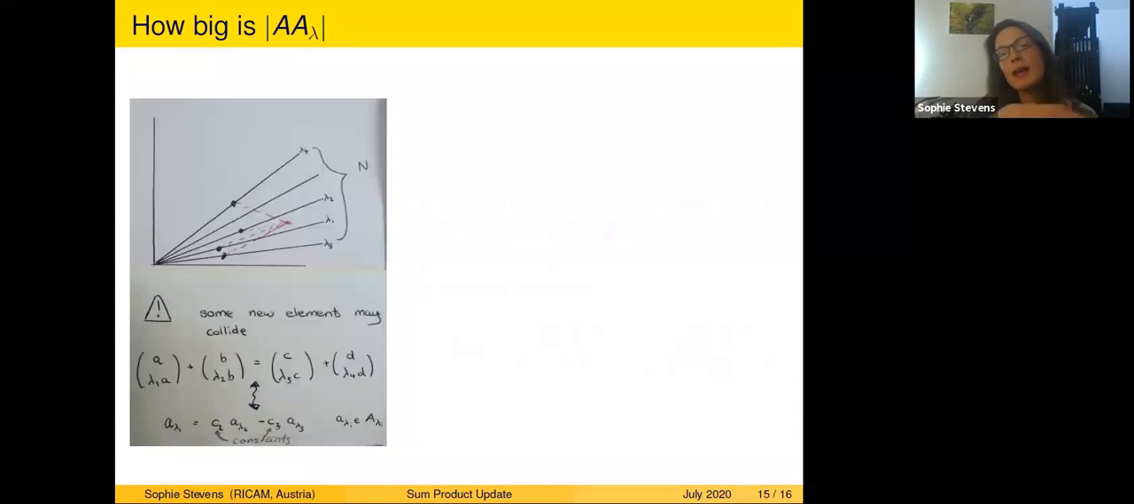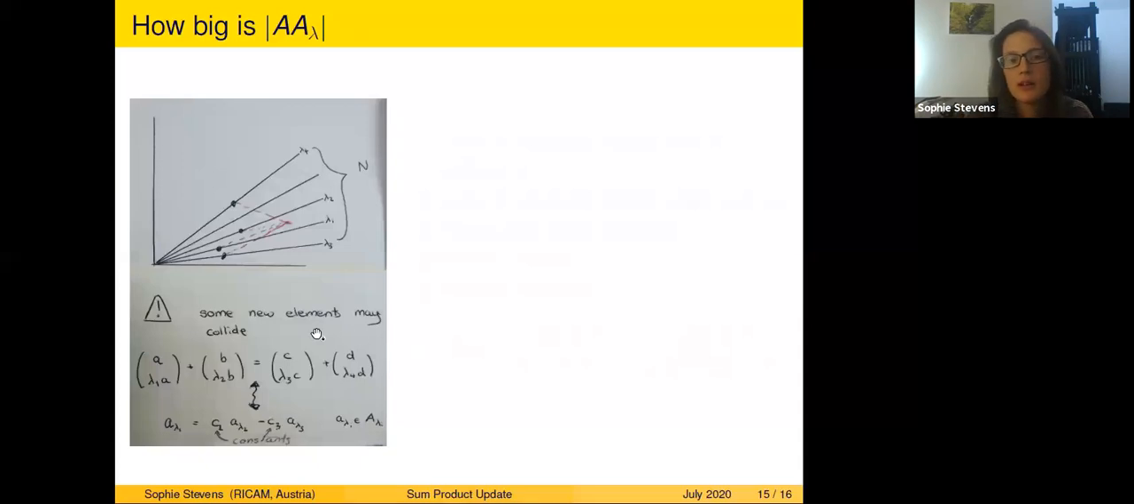All right, so here is where our argument differs from that of Konyagin and Shkredov and subsequent arguments. So Konyagin and Shkredov then counted how many times the arguments may collide and arranged their bunches so that not too many of them did collide. Whereas what we're going to do is kind of in some sense the opposite. We're going to say that some new elements may collide, and just let's take a moment.